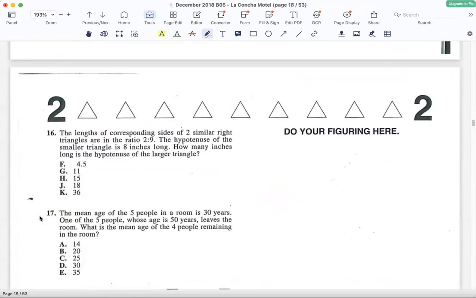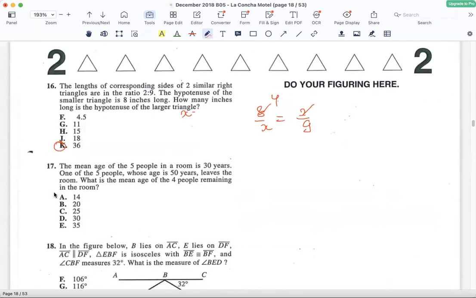16. The lengths of corresponding sides of two similar right triangles are in the ratio 2:9. The hypotenuse of the smaller triangle is 8. How many inches long is the hypotenuse of the larger triangle? So if the hypotenuse of the larger triangle is x, then 8 over x has to be 2 over 9. So x is 36.